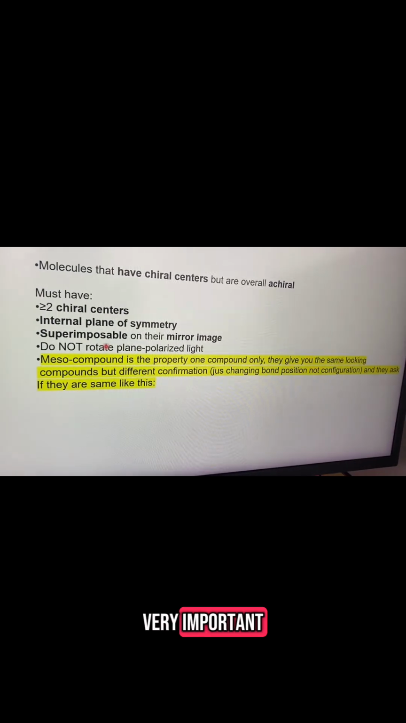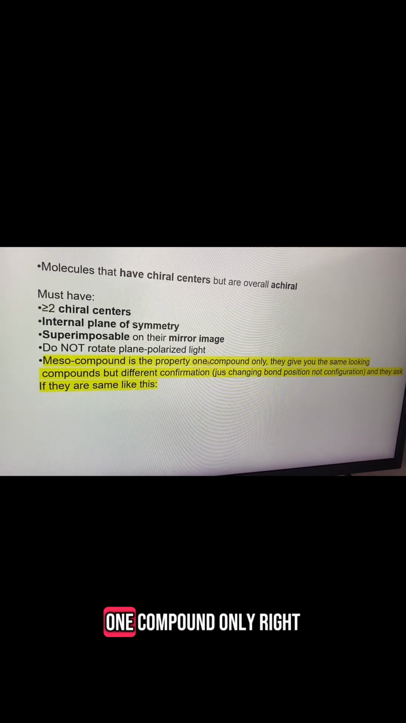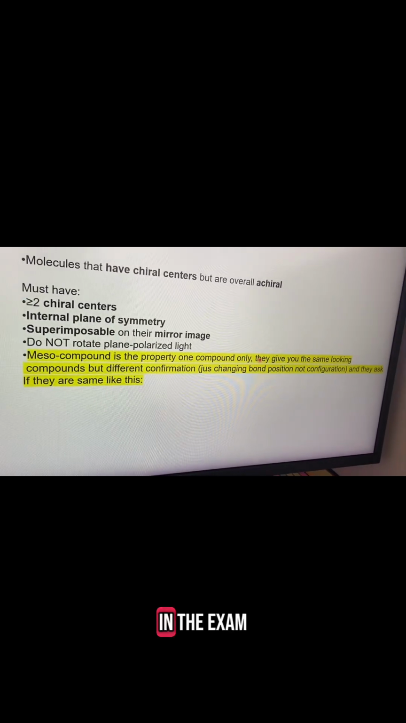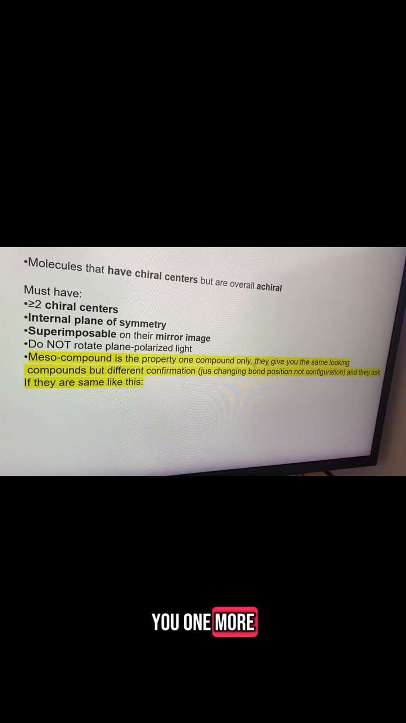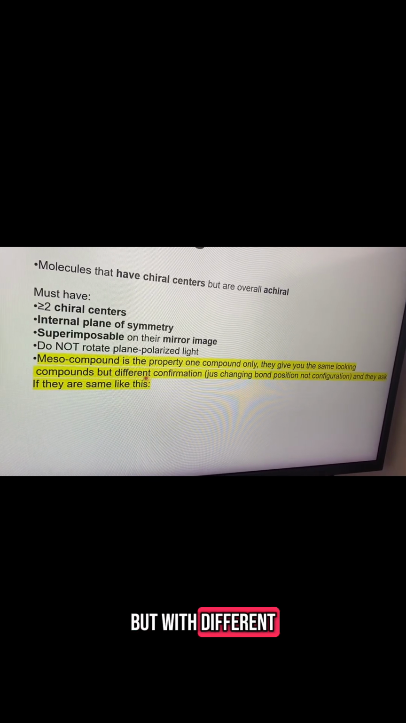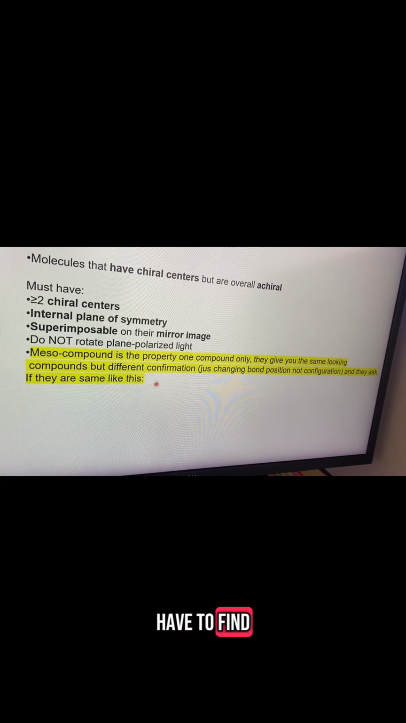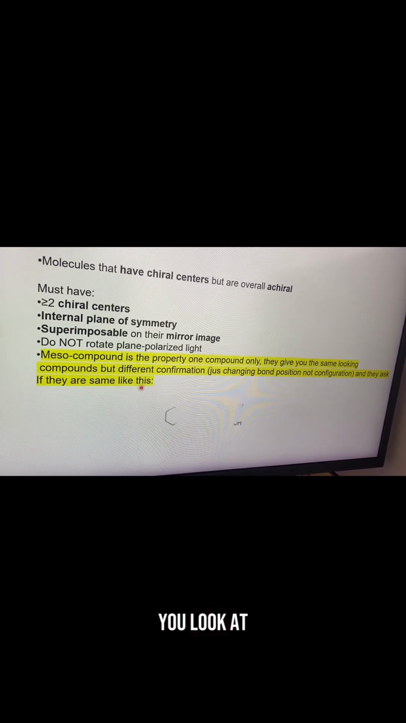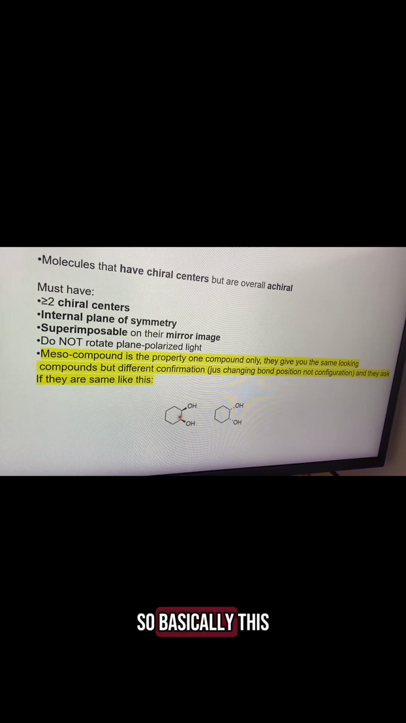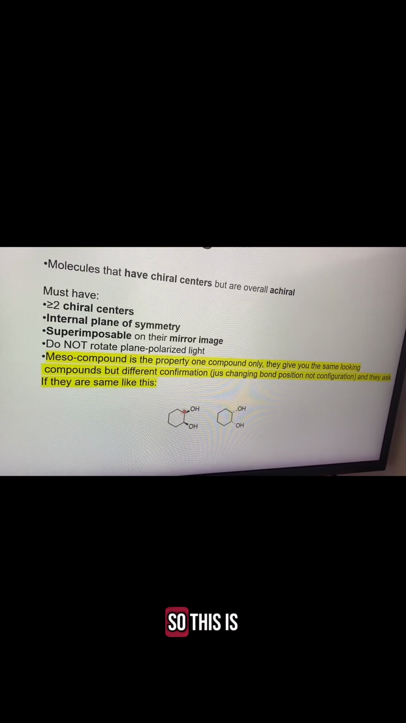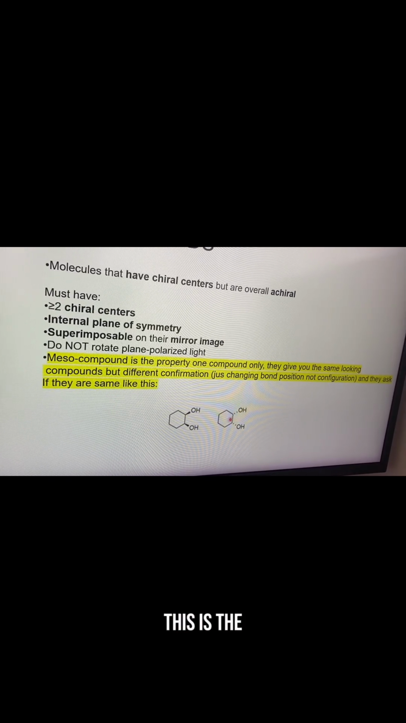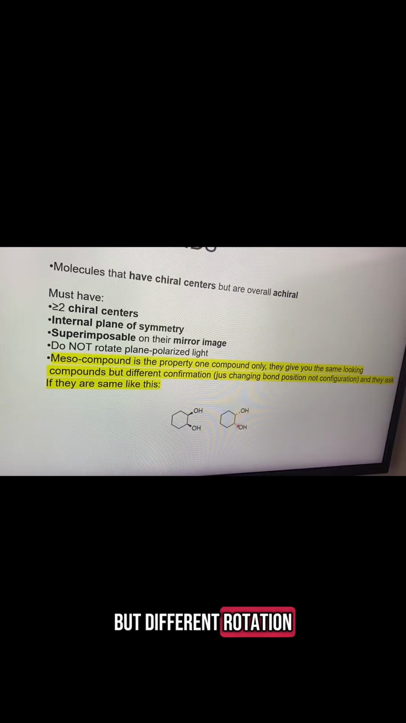So this is very important. Meso compound is the property of one compound only, right? In the exam you would see they will give you one more same-looking compound but with a different conformation. It means different rotation. So you just have to find out if they are the same or not. For example, if you look at this compound, this one is a meso compound, right? So this is a property of one compound. This is the same compound but with a different rotation. We'll know more about it now.